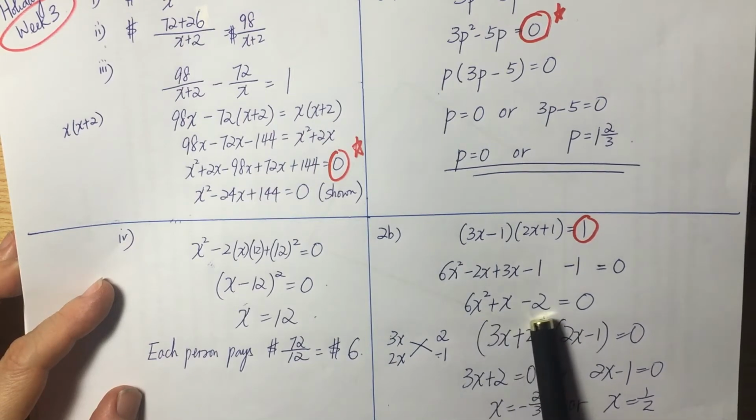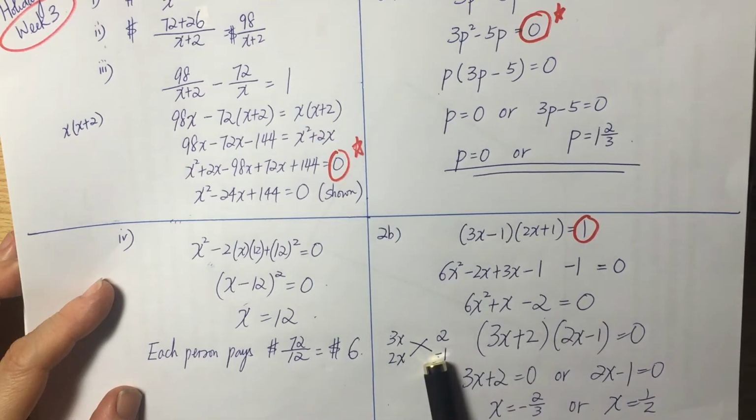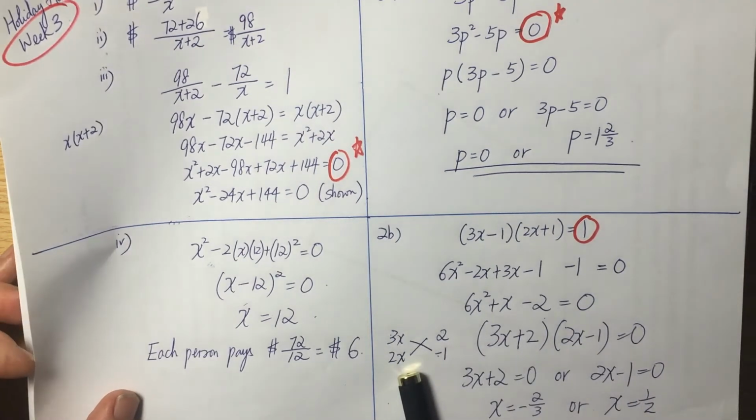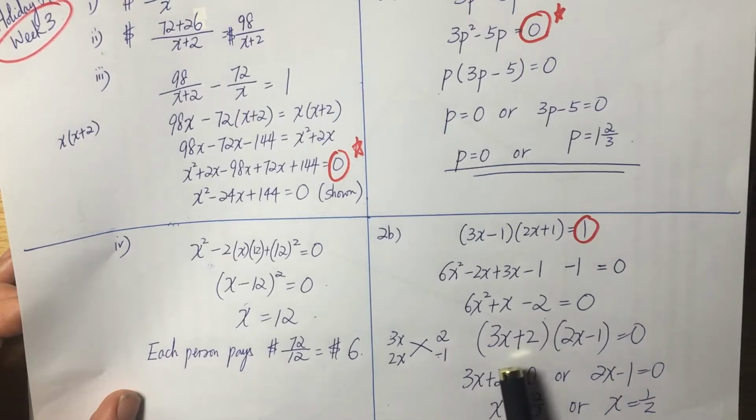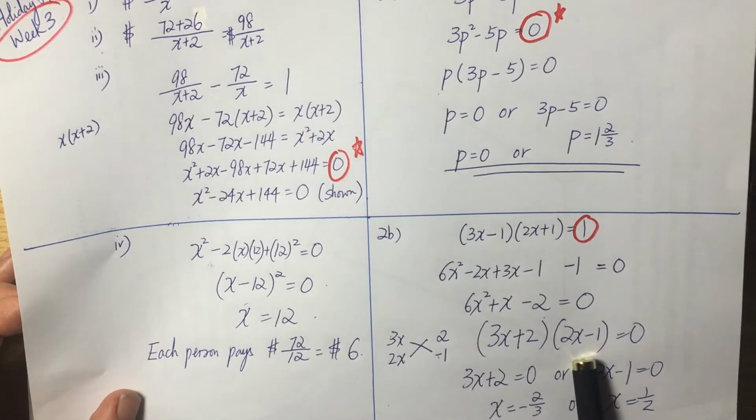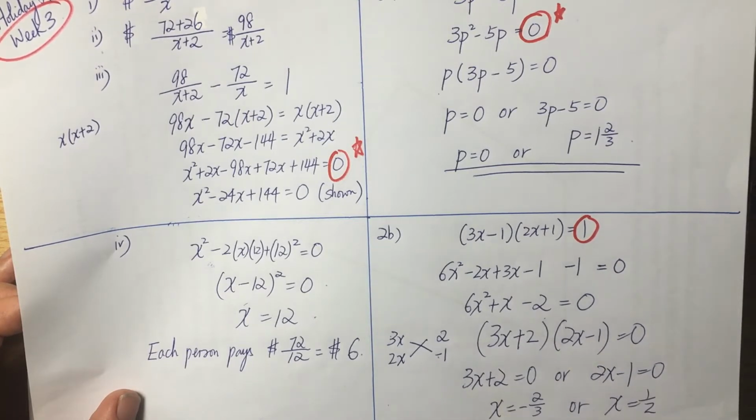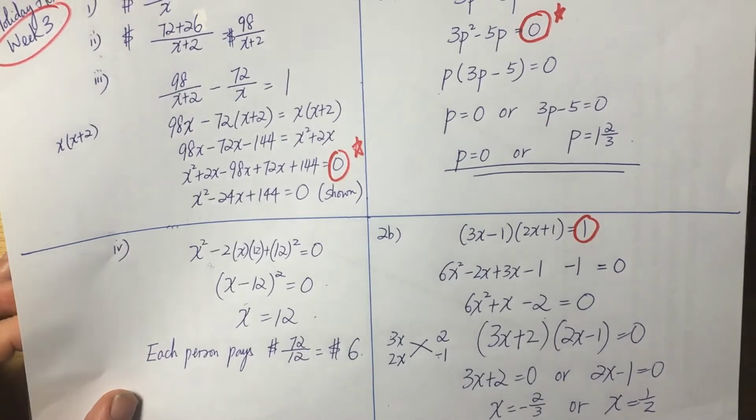Okay, a quadratic equation again, so you try to factorize by using the cross method. You are going to get 3x plus 2 times 2x minus 1 equals 0. So either x equals negative 2/3 or x equals half.